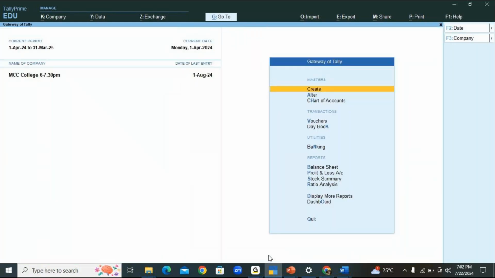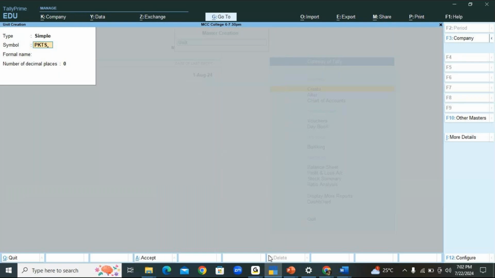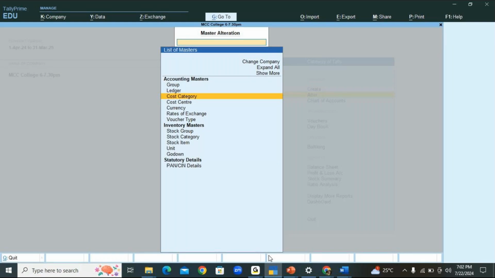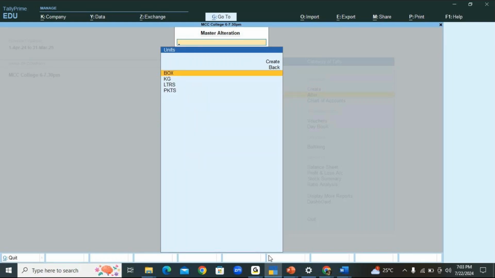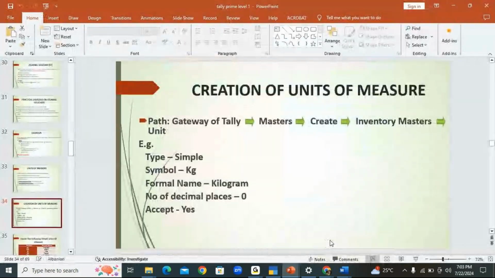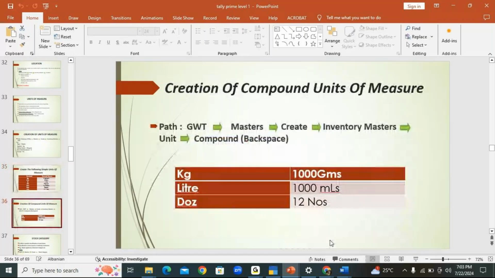I repeat, go to create, go to units of measurement, give here the symbol, formal names, save, enter, all simple entry only, okay? Enter, go to alter, go to units, take a picture and send it in. Do that, then we'll do this compounding.